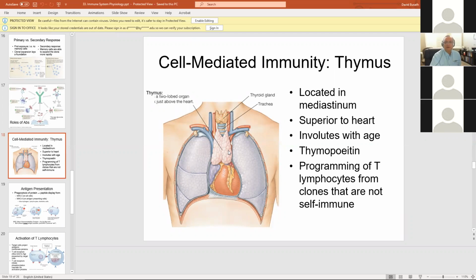So old people can't make their T cells. They can't program new T cells, so they don't have as good a T cell immunity, and they're very vulnerable to coronavirus attack in the case of SARS-CoV-2 that causes COVID-19. Question 11, specialized antigen presenting cells.